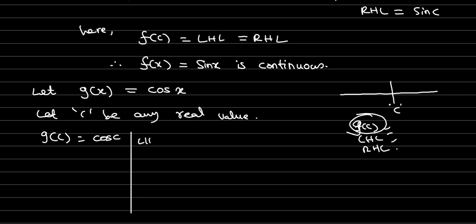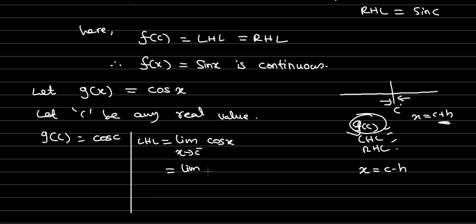Now for the left hand limit, the left hand side values are approximately c, but those values are smaller than c, so you have to make a substitution x equal to c minus h for balancing. Take it for the left hand side as c minus h, and for the right side as x equal to c plus h. Like pointing the decimals, the approximate values we can compensate like this. So now the limit as x approaches c for the function cos x. As I told you, from the left hand side it's approaching, so replace x with c minus h.